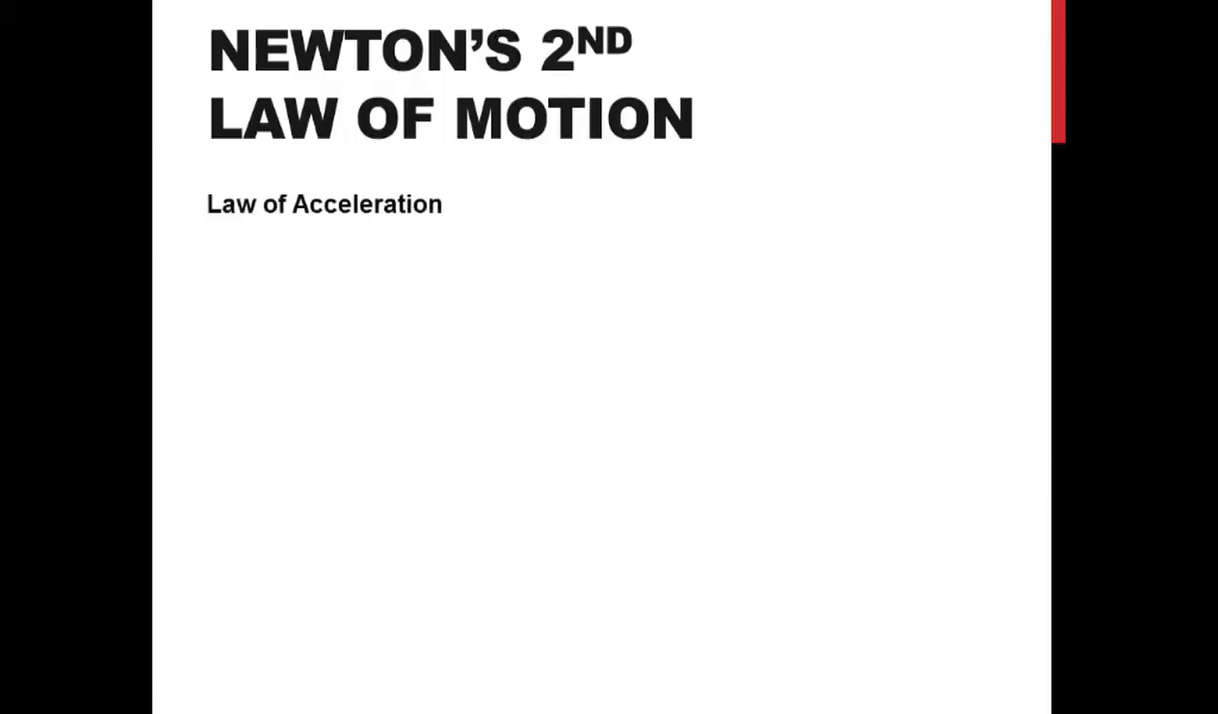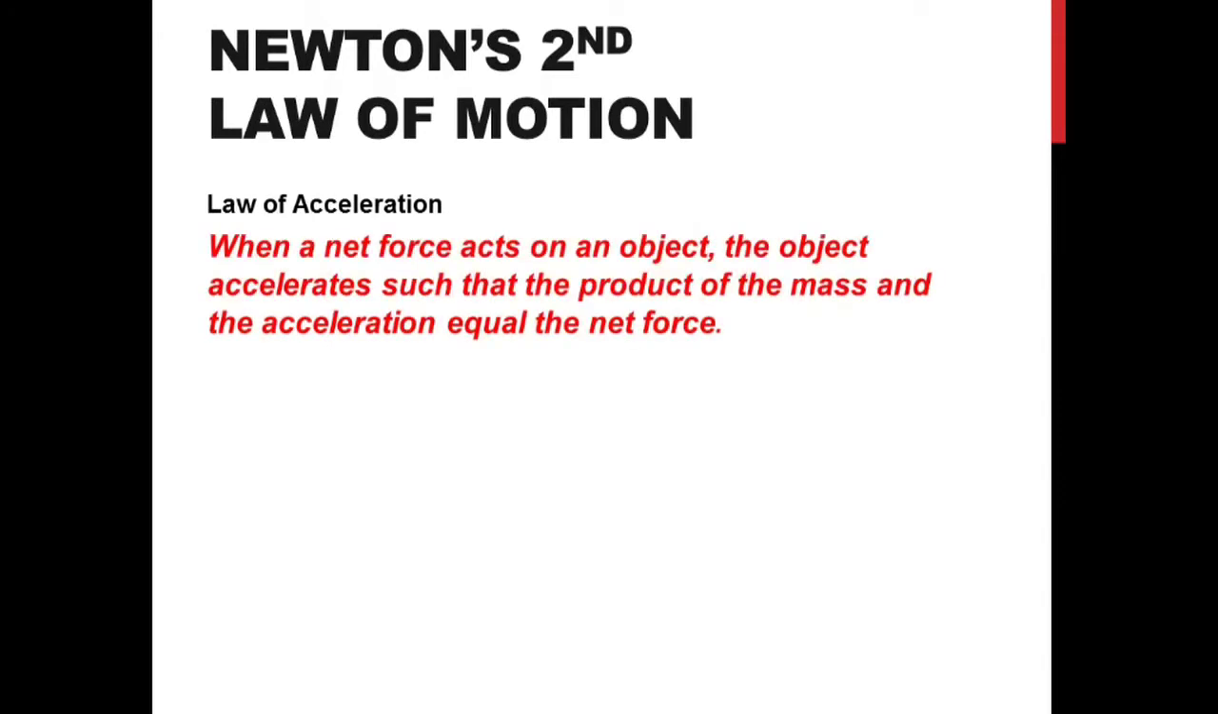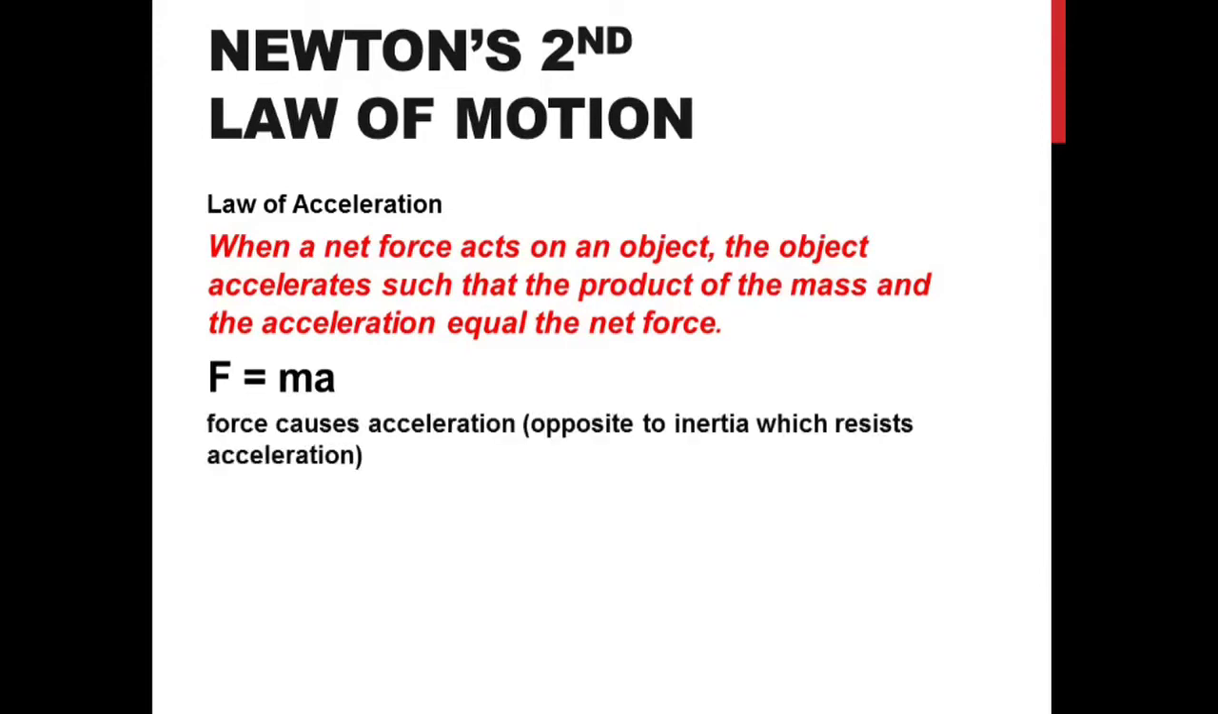Newton's second law of motion is also known as the law of acceleration. Newton would have said it somehow like this: when a net force acts on an object, the object accelerates such that the product of the mass and the acceleration equals the net force. Or we could say that the mass and the acceleration equal net force, and you can put that into a simple equation such as force equals mass times acceleration.